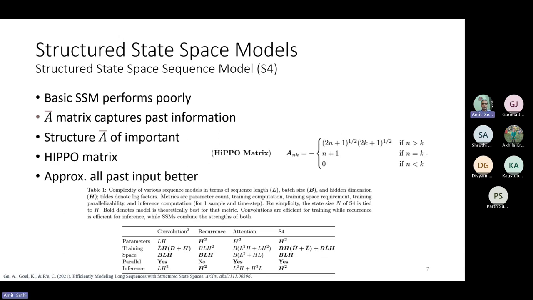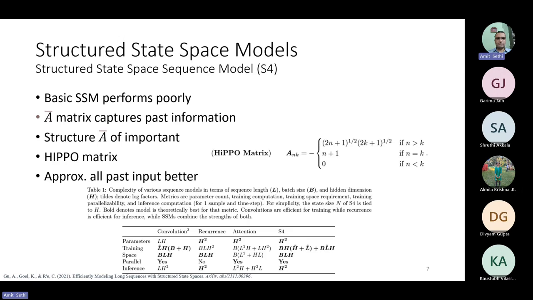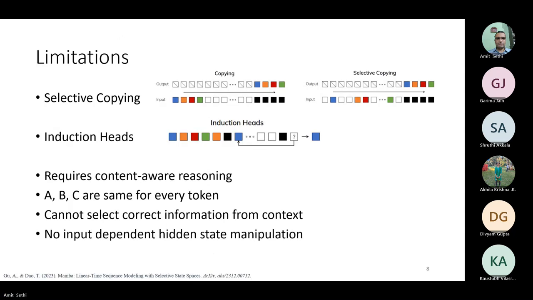It's in the tables. The state size n of S4 is tied to H. So we don't log factors. Is it a fraction of H or a fraction of L? Like some derivative, log of H and log of L. Tilde denotes log factors, second row of the caption. Okay, so it is not BH. Not BH squared, it is BH log L. So everyone with me? Yeah.